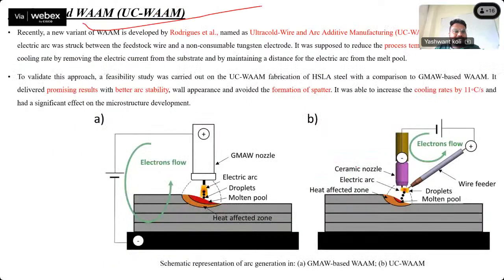So this is the last process, ultra cold WAM. You can see here, the electron flow we are regulating. The molten pool width has been reduced. You can see. So it's a bypass wire feeder. So we are using a wire feeder here, and we are controlling the molten weld pool. So if we are reducing the molten pool, it is reducing the heat affected zone, and it is increasing the cooling rates by 11 degrees per second, and giving significant microstructure development.